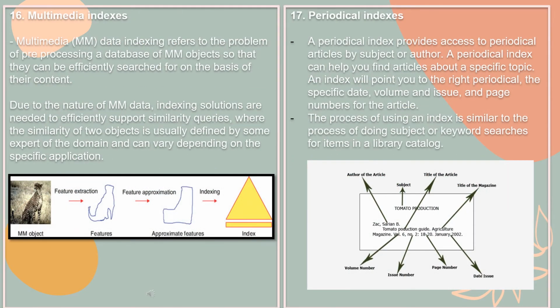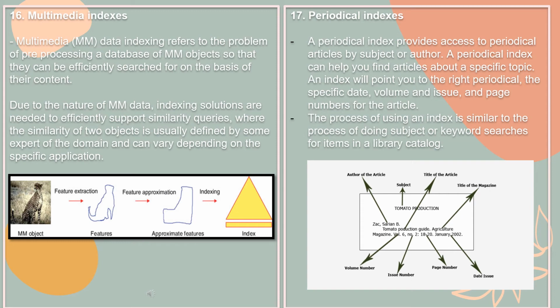Okay, we go to the next type, which is multimedia indexes. Multimedia data indexing refers to the problem of pre-processing a database of multimedia objects so that they can be efficiently searched for on the basis of their content. Due to the nature of multimedia data, indexing solutions are needed to efficiently support similarity queries, where the similarity of two objects is usually defined by some expert of the domain and can vary depending on the specific application. So here is one example of multimedia indexes.